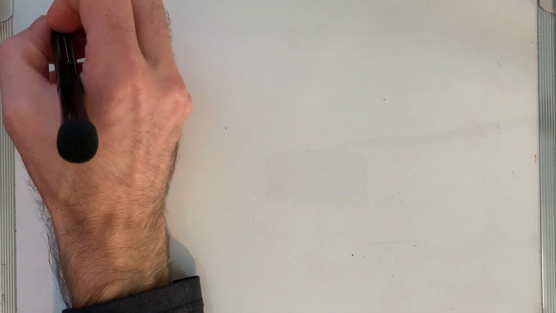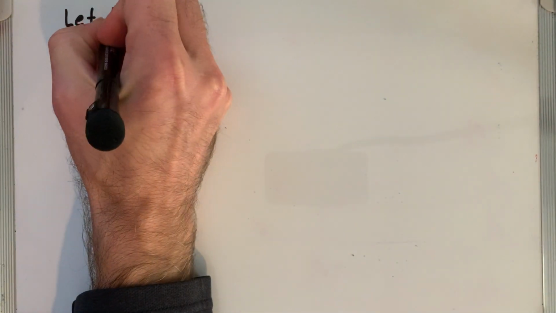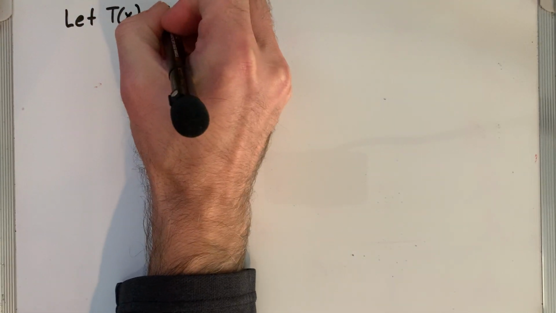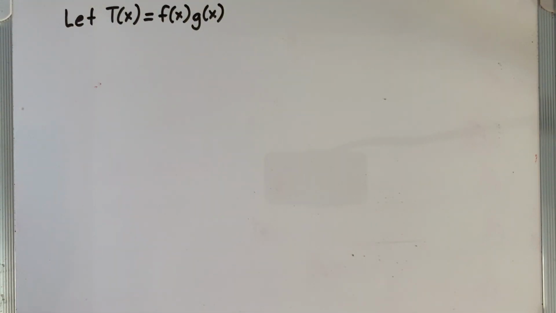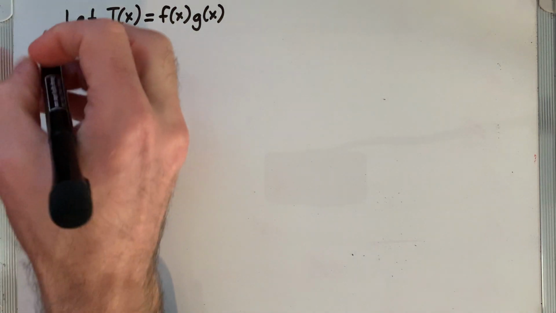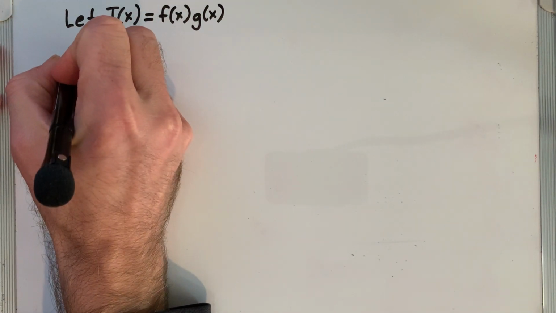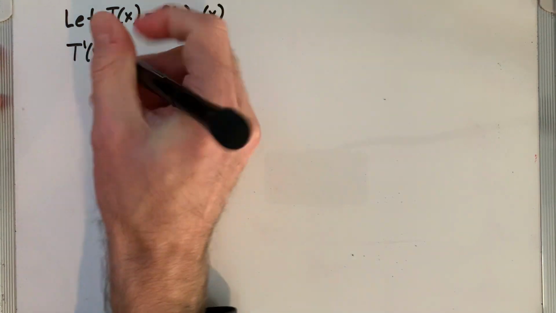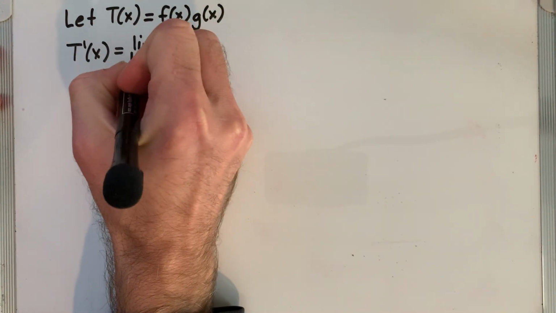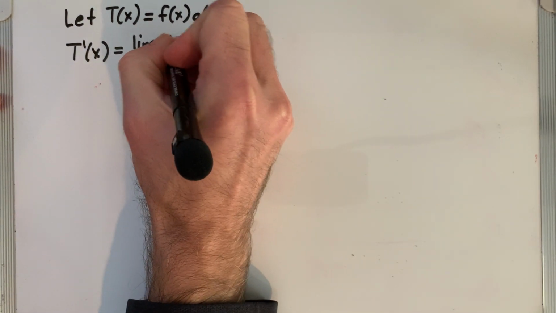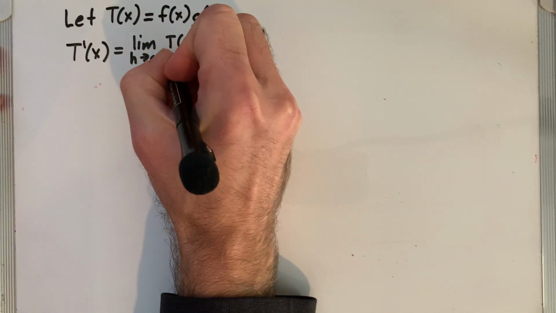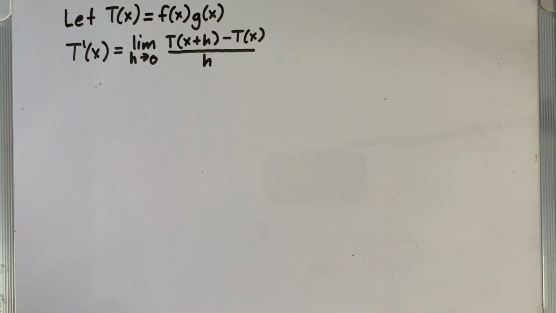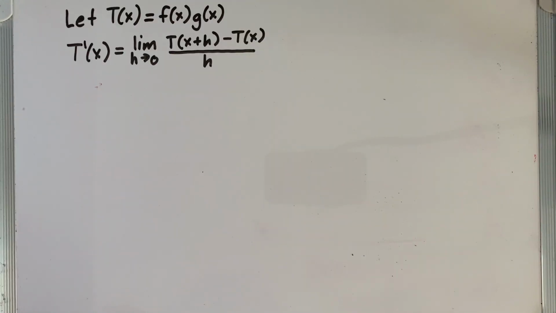All right, so let's do a proof of the product rule. Let t, for Toby, of x equal f of x times g of x. So we have a function that is made up of the product of two other functions. If we use the definition of the derivative, then t prime of x would be the limit as h goes to 0 of t of x plus h minus t of x over h. This is just using the standard definition of the derivative that we have been using.